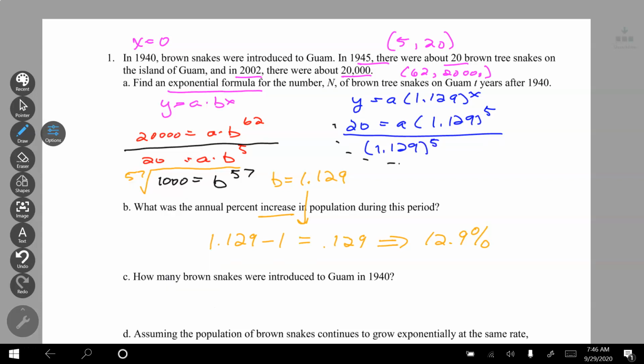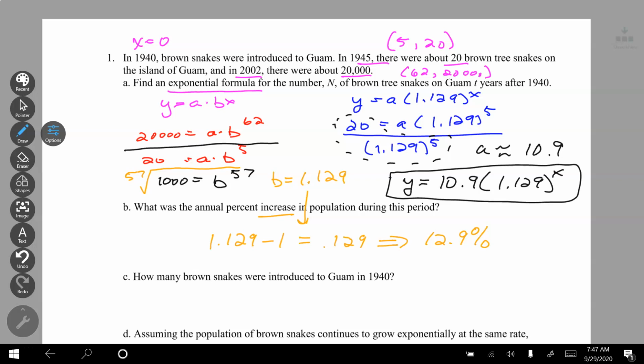I could let the calculator do the hard work for me. I plug this into the calculator. I get a value about 10.9. So I have my number of snakes is 10.9 times 1.129 raised to the x. And this is a model. This is not necessarily exactly what's going on. So my question is, how many snakes were introduced in 1940? Well, 10.9 is about 11. Obviously, there's no such thing as 10.9 snakes.